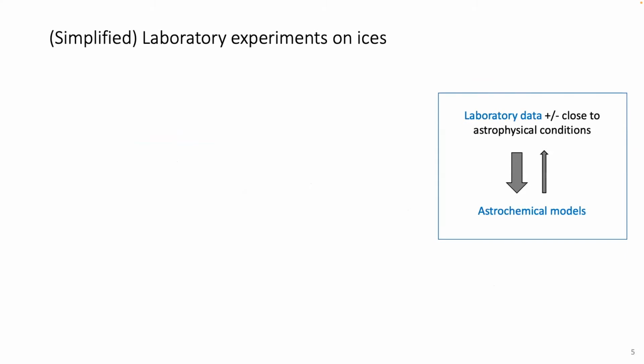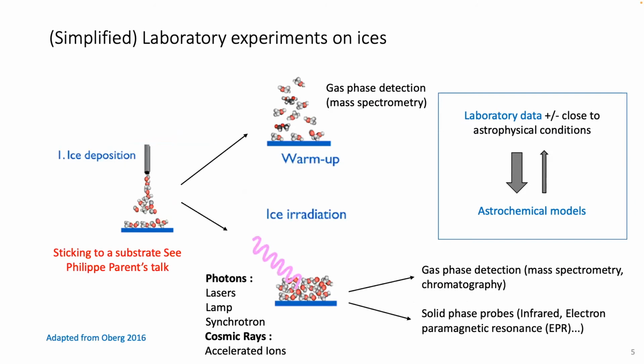So in order to interpret observations and to perform astrochemical models, you need to obtain laboratory data. You try to be as close as possible to the interstellar conditions. And how do you perform a study on ices? First of all, you need to build your ice in your experiment. You start from molecules in the gas phase, they stick onto a cold substrate, and then you build an ice. We will hear about this sticking problem to the substrate in Philippe Parent's talk.